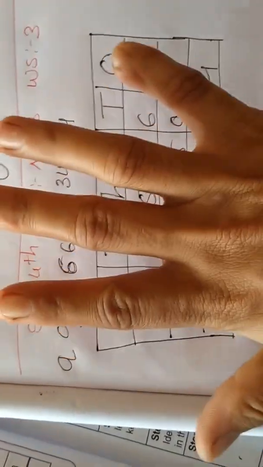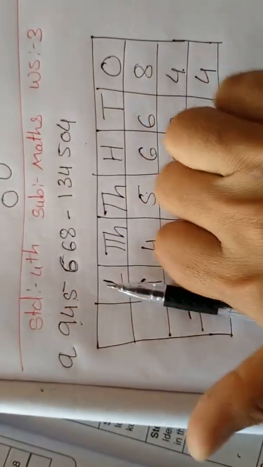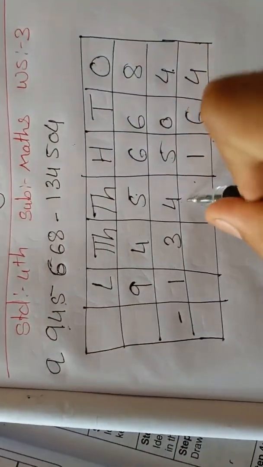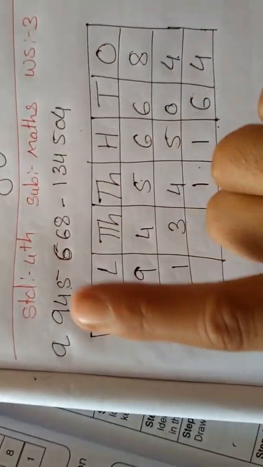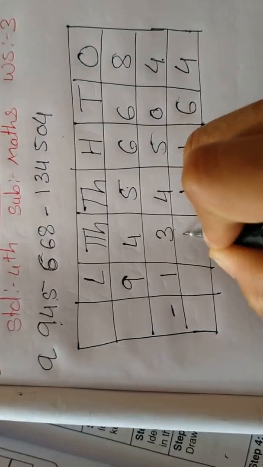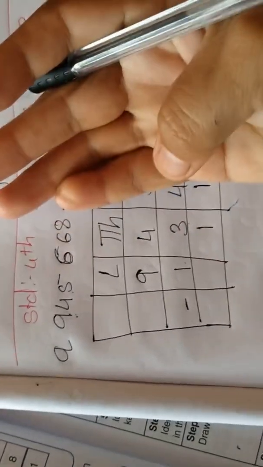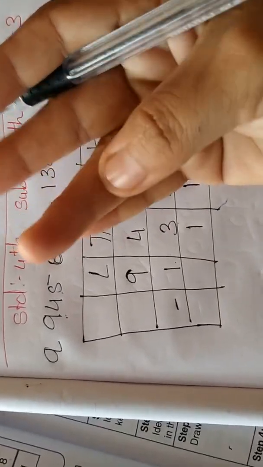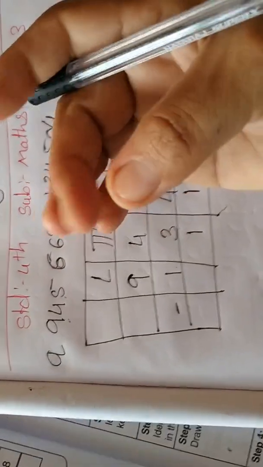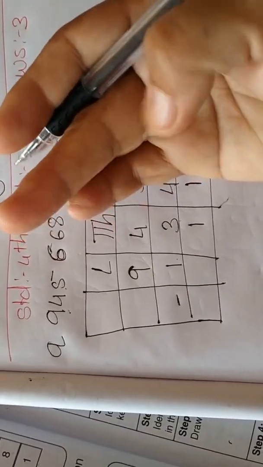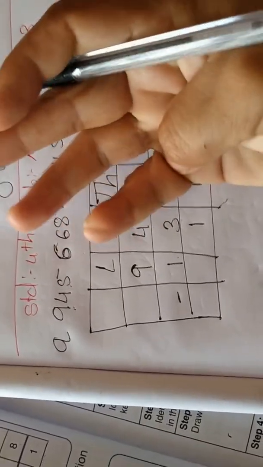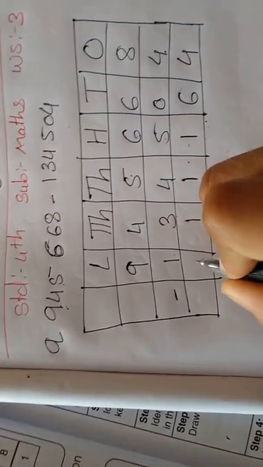5 minus 4, 5 on your finger. Cut 4. The remaining number is 1. We have to write here 1. 4 minus 3, 4 on your finger. Cut 3. So the remaining number is 1. We have to write here 1. 9 minus 1, 9 on your finger, 1, 2, 3, 4, 5, 6, 7, 8, 9. Will cut 1. So the remaining number is 8. We have to write here 8.